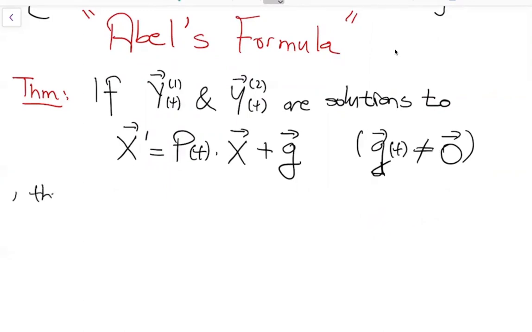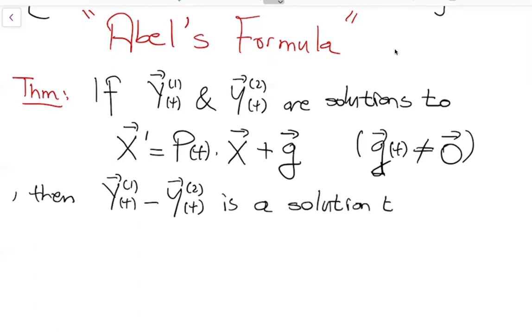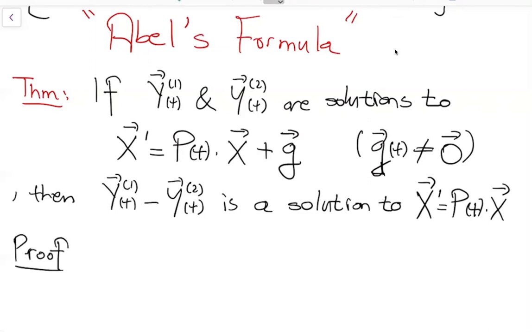then their difference is a solution to the corresponding homogeneous equation, which means I'm just erasing G. Its proof is again very short. Let's do it. Let's take their difference and the derivative of it.